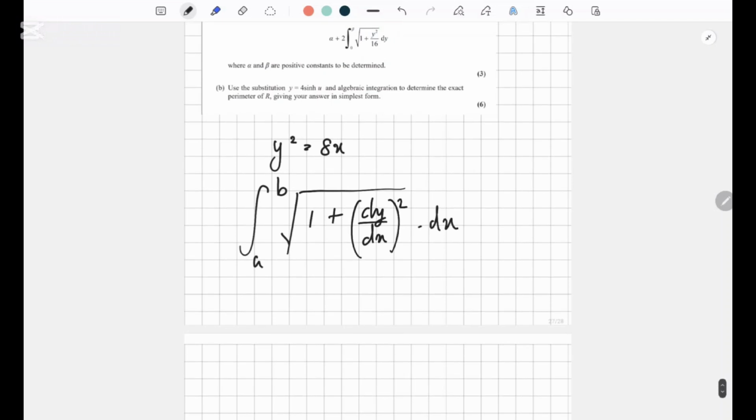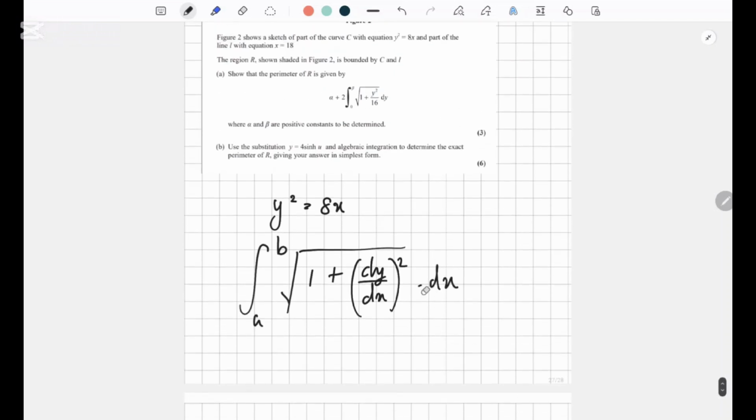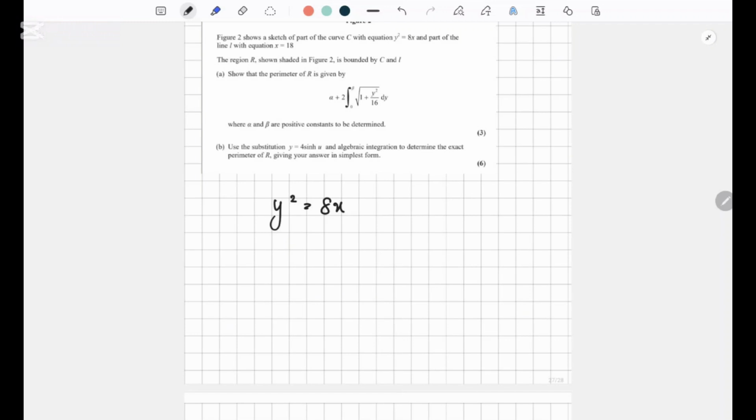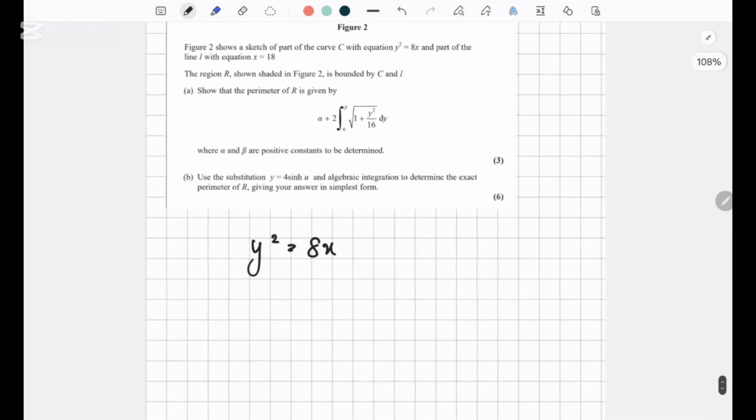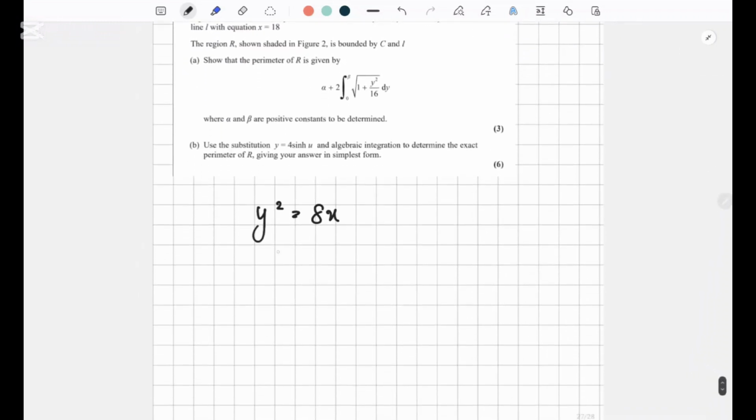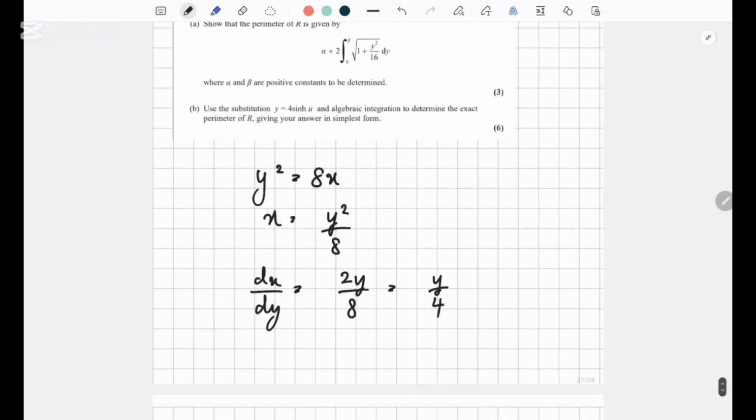In this case, they are asking us to show that the perimeter R is given by the following. In the equation they've given, you see dy, right? If you see dy, that means you should use the second one I just wrote down previously. So x equals y squared over 8, and dx over dy equals 2y over 8, which is y over 4.